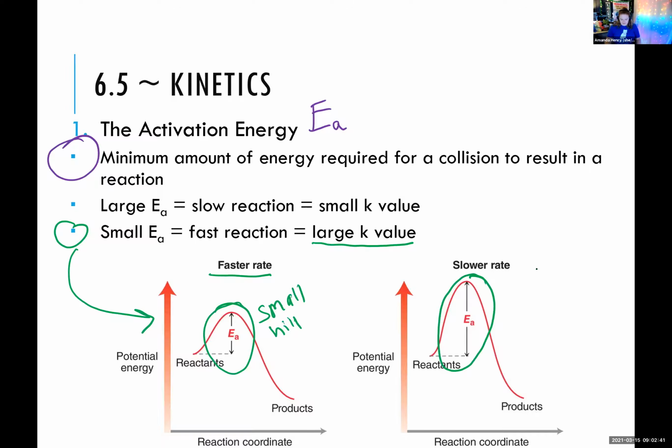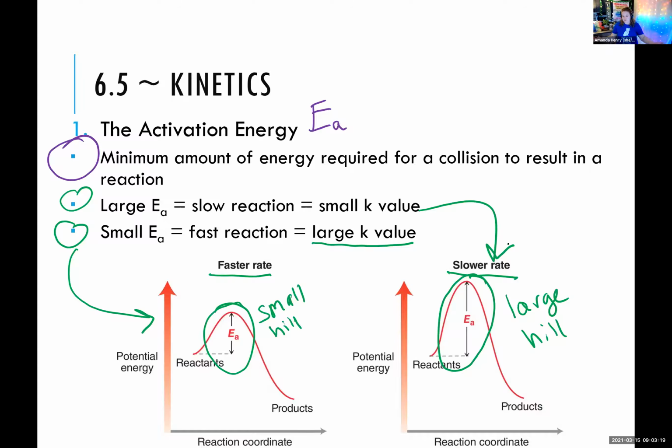And then the other graph example, we would refer to this as a larger hill, which means that it's going to be a slower reaction. Now, knowing whether a reaction is fast or slow just by looking at the graph, we can't really know that, but we can compare them. So we can say that the one on the right is a slower reaction, the one on the left is a faster reaction. But if we only had one of those graphs, we couldn't say whether it was a slow or fast reaction because those are relative terms. Those are comparison terms.